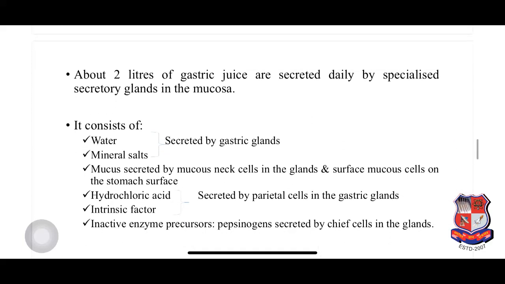About 2 liters of gastric juice are secreted daily by specialized secretory glands in the mucosa. It consists of water and mineral salt, which is secreted by the gastric gland; mucus, which is secreted by mucous neck cells in the gland's surface and mucus cells on the stomach surface; hydrochloric acid and intrinsic factor, which are secreted by parietal cells in the gastric gland; and inactive enzyme precursors, which are pepsinogen, secreted by enzyme chief cells in the glands.